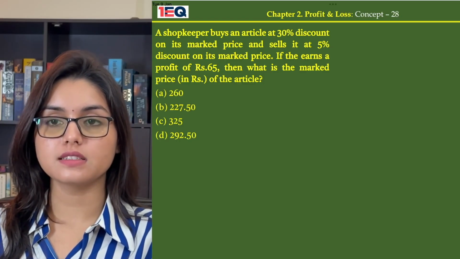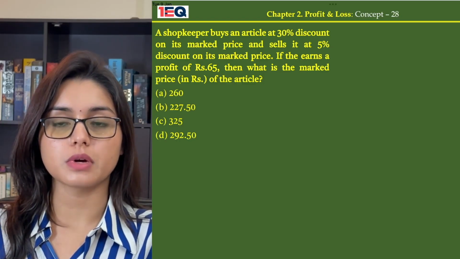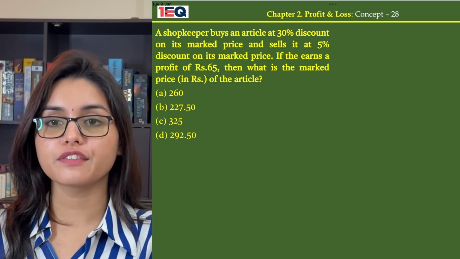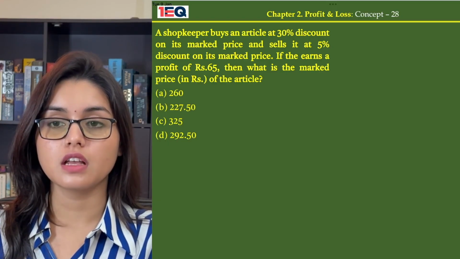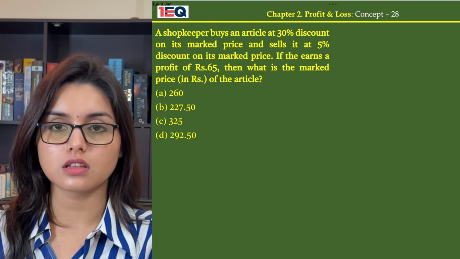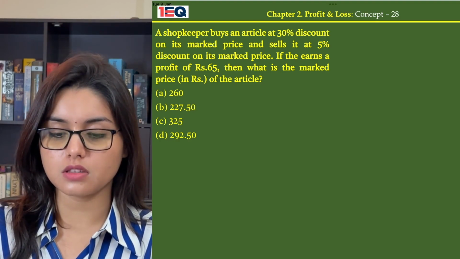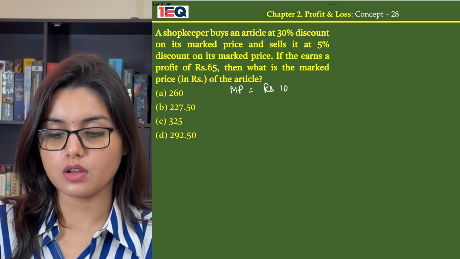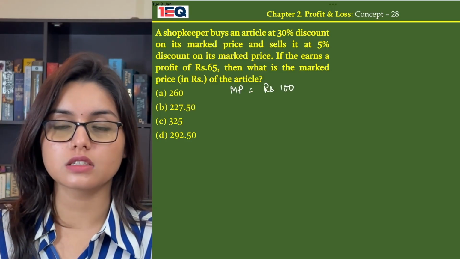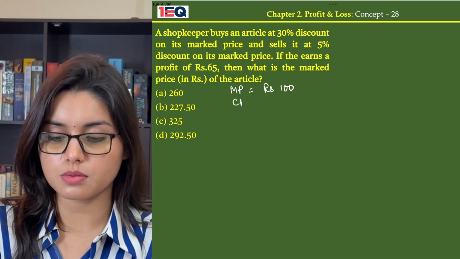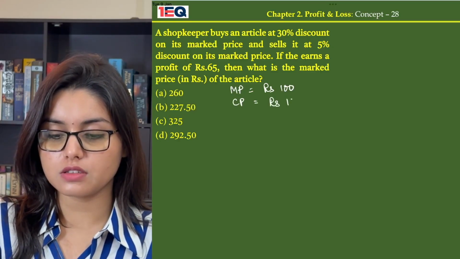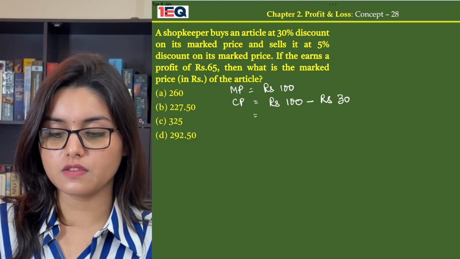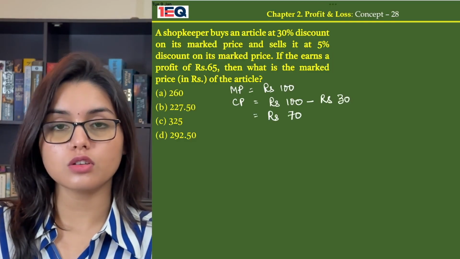A shopkeeper buys an article at 30% discount on its marked price and sells it at 5% discount on its marked price. If he earns a profit of rupees 65, then what is the marked price of the article? So let's assume that the marked price when the shopkeeper buys it is rupees 100. So if he bought the article at 30% discount, that means his cost price becomes rupees 100 minus 30% discount, that is rupees 30, which gives us rupees 70 as his cost price.